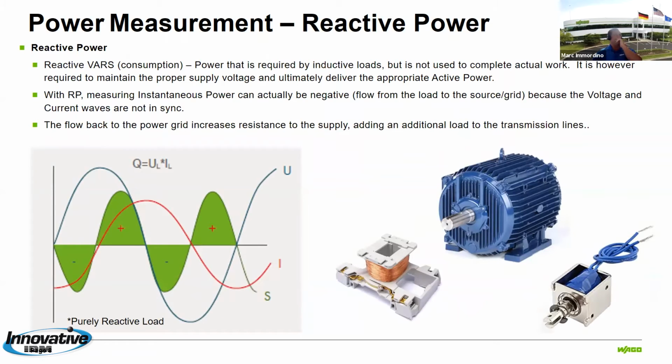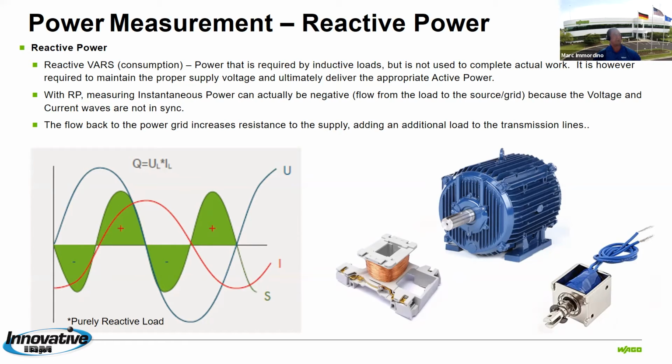Another thing that we would look at is reactive power. And this is the power which flows back and forth, and it means that it moves in both directions in the circuit and it reacts upon itself. So basically this power is required by inductive loads. It's not used to complete the actual work, but is required to maintain proper supply voltage and ultimately deliver the appropriate active power, which we just talked about.